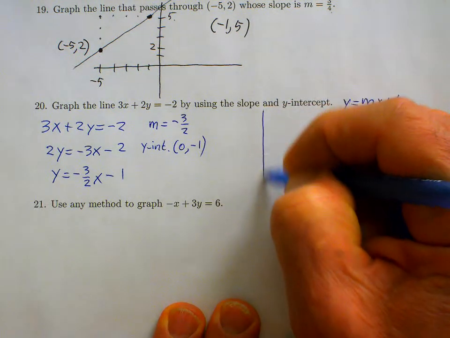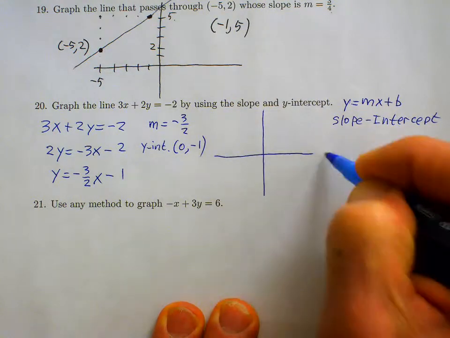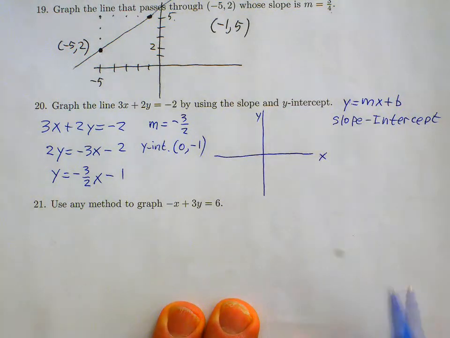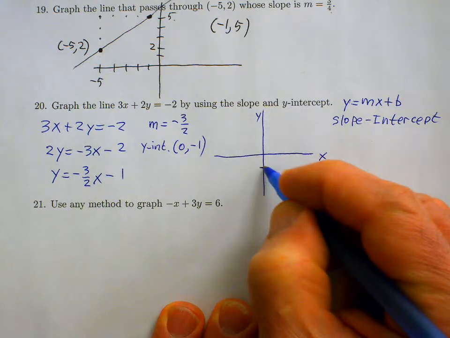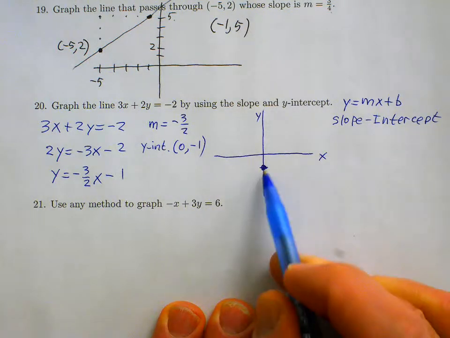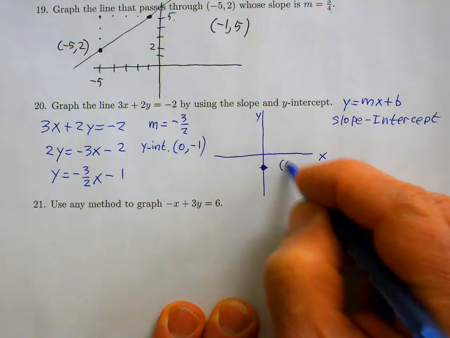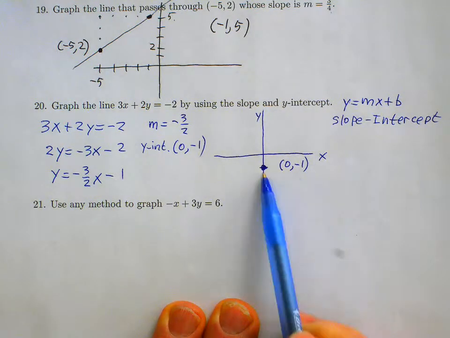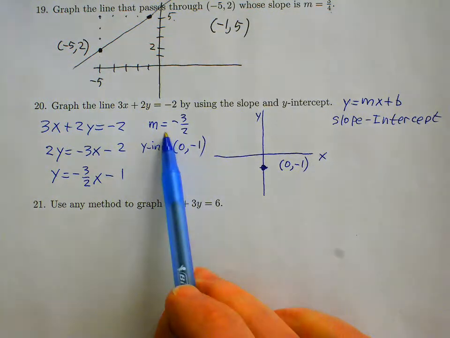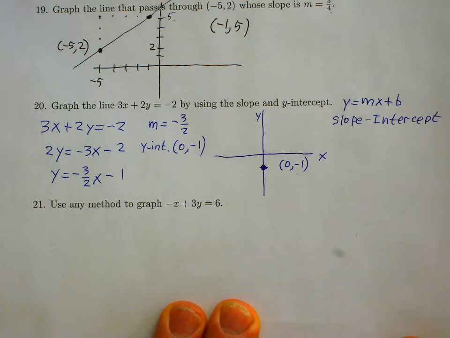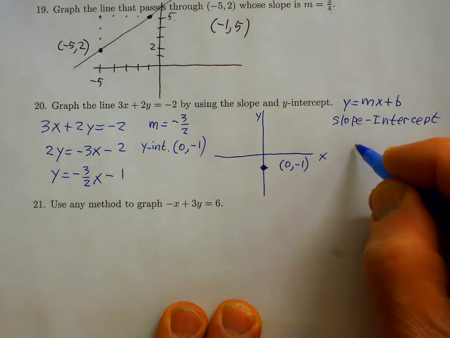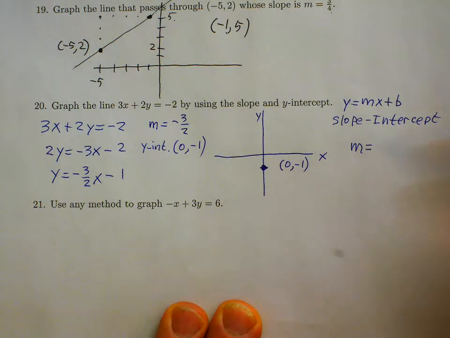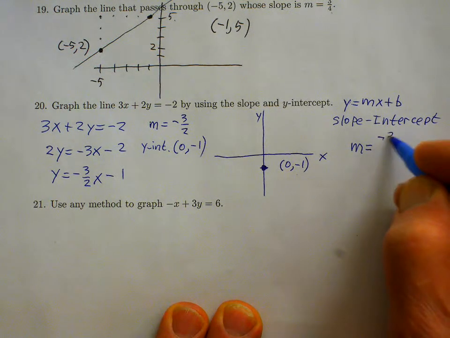So we'll squeeze the xy plane in there. The y-intercept is (0, -1). Get into the habit of labeling your points. This is (0, -1). That's how I'm labeling the y-intercept. And then we have a slope of -3/2. We can use the slope in one of two ways. We can think of the number -3/2 as -3 over positive 2.